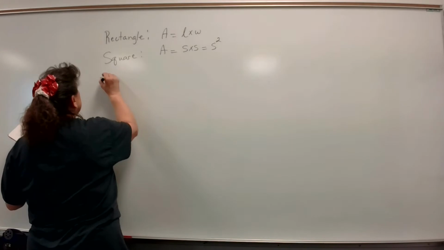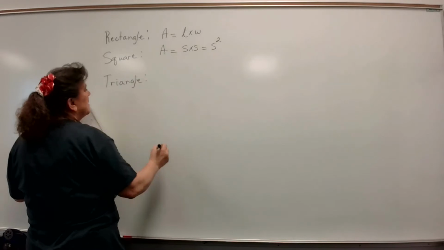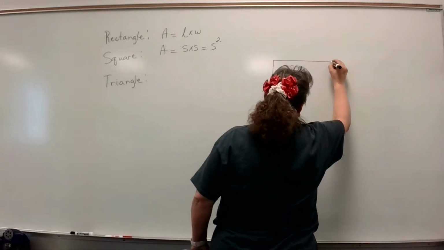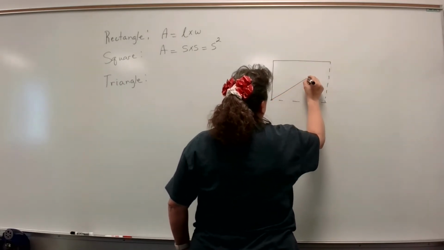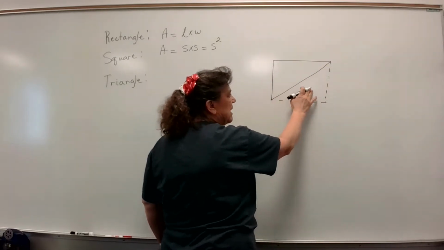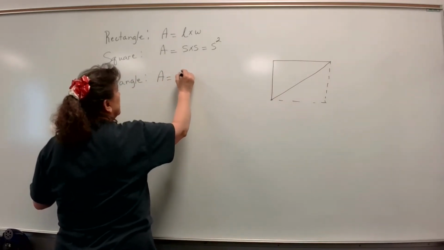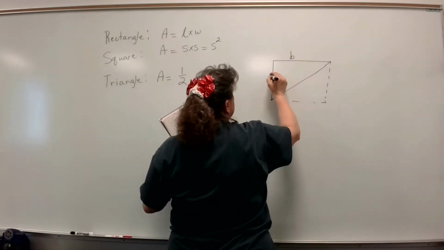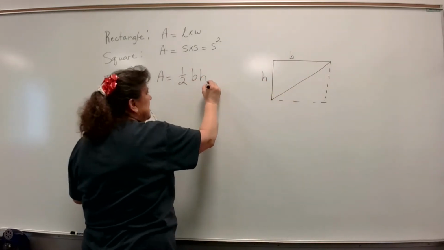Okay, now let's look at a triangle. And to look at the triangle, we're going to actually draw a picture for it. Notice that the triangle is half the size of a rectangle. And so therefore the area of the triangle is 1/2, and we usually call one side the base, the other side the height if it's a right one. So it's base times height.